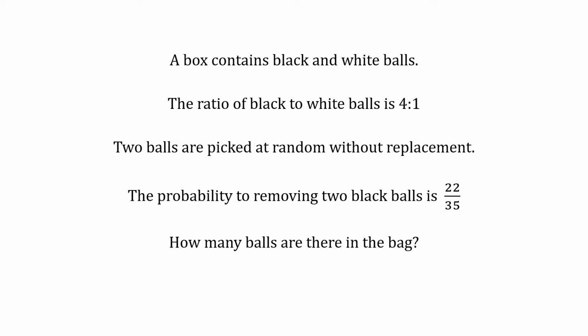A box contains black and white balls. The ratio of black to white balls is 4:1. Two balls are picked at random without replacement. The probability of removing two black balls is 22/35. Calculate how many balls there are in total in the bag.